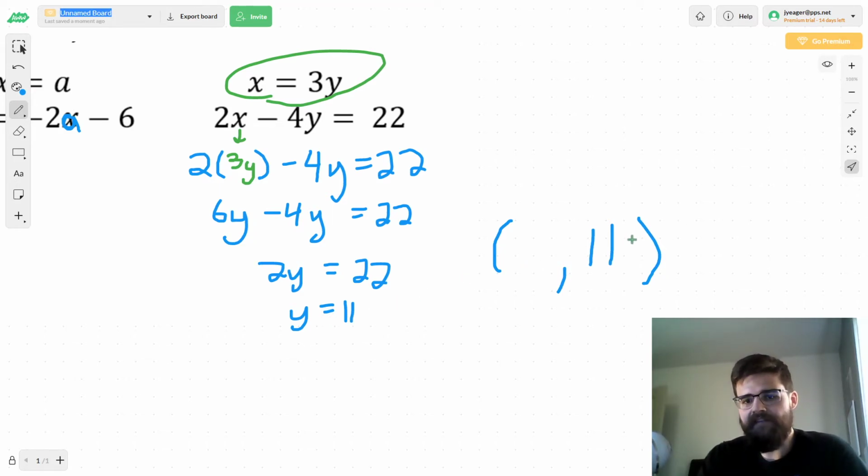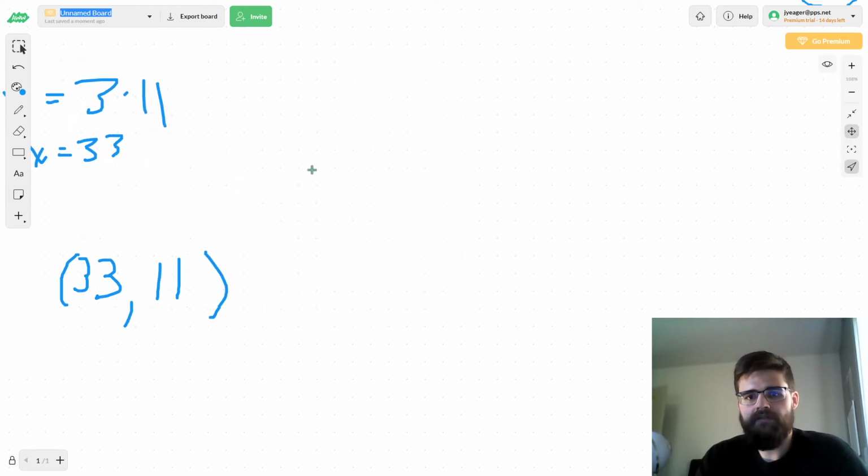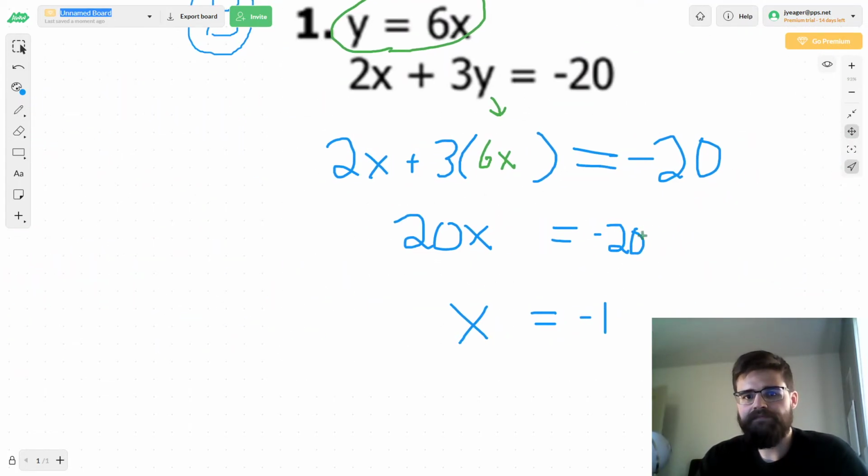So we know y is 11, which means that x is 3 times 11, which means x is 33. So the point of intersection is going to be at (33, 11). Well, let's finish off these other ones we were looking at.